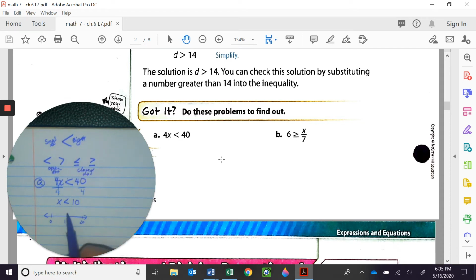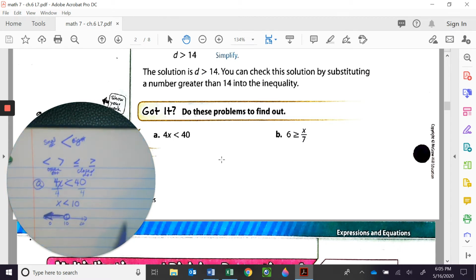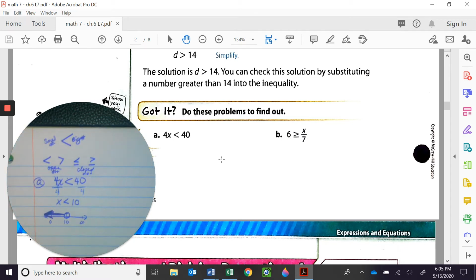So we would put an open circle here, an open dot at 10. And then this tells us that x is less than. So x is any number less than 10. So that would be all the way this way, getting to our negative numbers, right? Negative infinity. So it could be 9, 8, 7, 6, 5, 4, all the way to -1, -5, -10, -100, negative infinity. Okay?